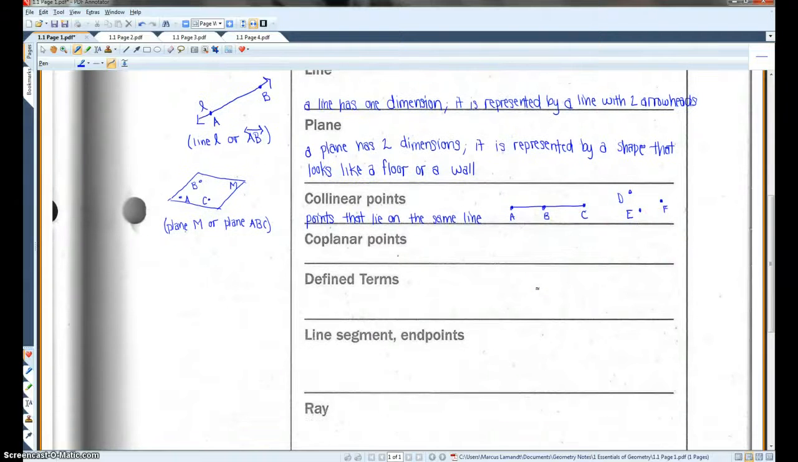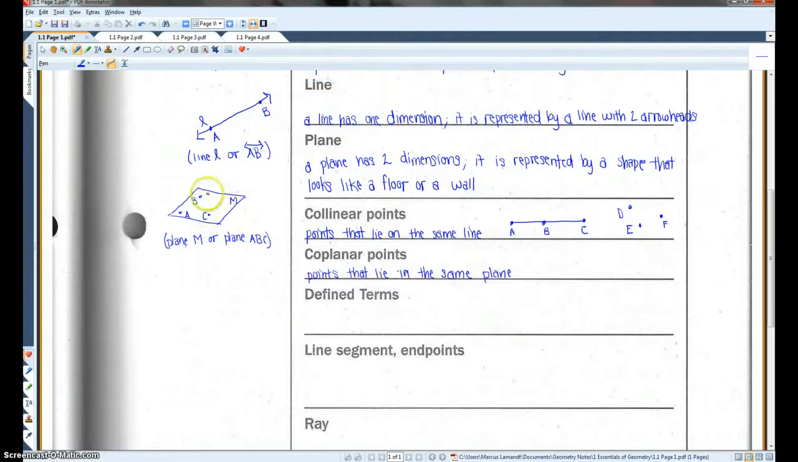Okay? Coplanar points are points that lie in the same plane. Alright, so in this picture here, A, B, and C would all be coplanar points. But if I were to draw a point above the plane, like somewhere over here, these 4 points would not be coplanar. Okay?